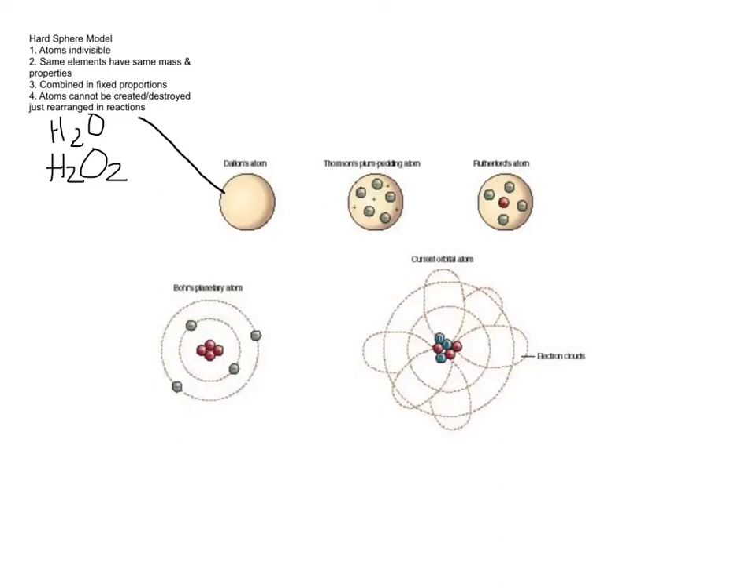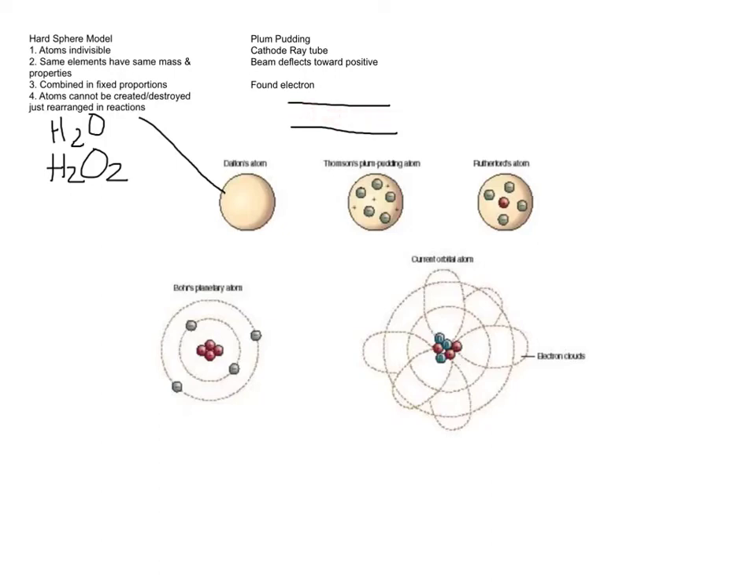Now, the next relevant scientist was Thomson. And what Thomson basically did, his model is called the plum pudding model. So what Thomson did is he used an instrument called a cathode ray tube. And inside of his cathode ray tube, he passes an electric current essentially through a vacuum. And he notices that the electric current travels in a straight path.